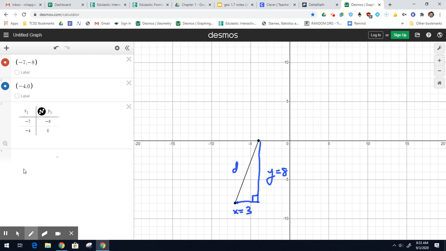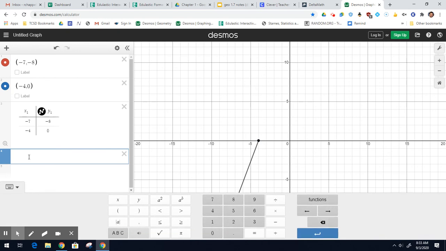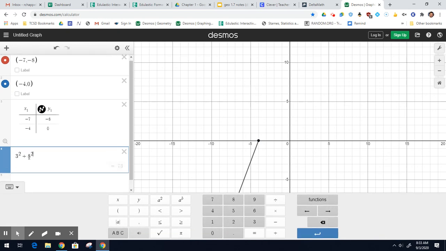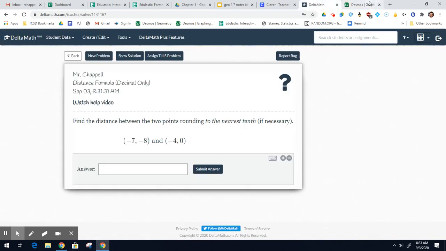I don't trust myself. So to find the distance, we're looking for the square root of x squared plus y squared. Again, you can stop writing that over and over again. I just like to emphasize it. Again, my numbers are positive, so 3 squared plus 8 squared. And again, in Desmos Graphing Calculator, we're going to type in 3 squared plus 8 squared. And that's 73.